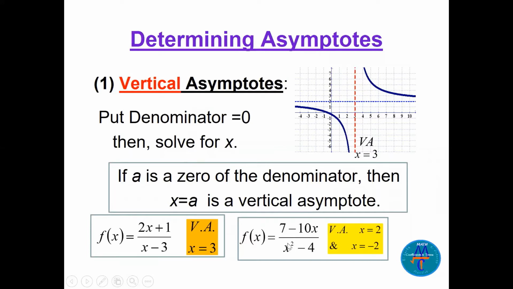Two vertical asymptotes actually. x² - 4, this is the denominator. Put it equal to 0. It will be x equals 2 or x equals -2.